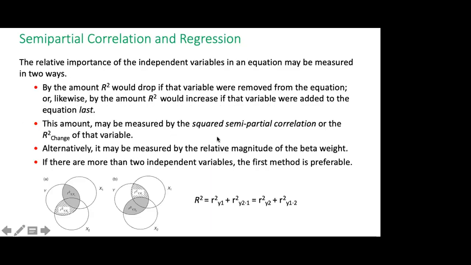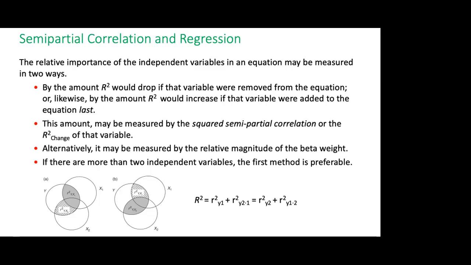All right, so that's the last thing that I will cover today. So basically, what we always want to know in regression is the relative importance of a predictor, of an independent variable, of an explanatory variable in an equation. And we can measure that in two ways. We can measure it by the amount that r squared would drop if that variable were removed from the equation, or by the amount that r squared would increase if that variable were added to the equation last.